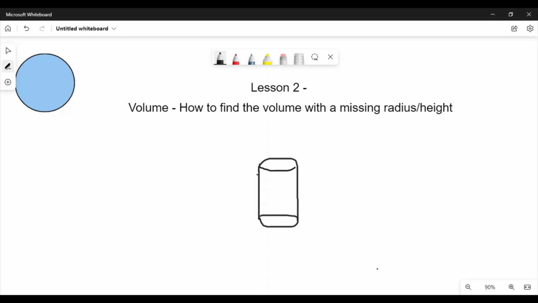So let's do the missing height first. We know that the diameter is, let's say, 7. So we need to find the height. That's a question mark. Let's do x.